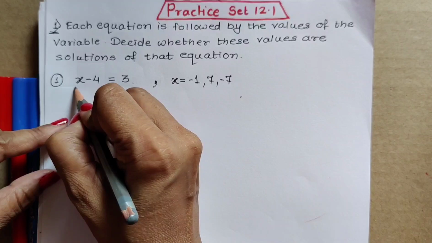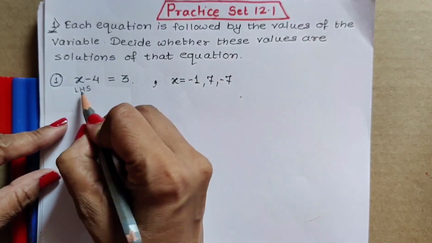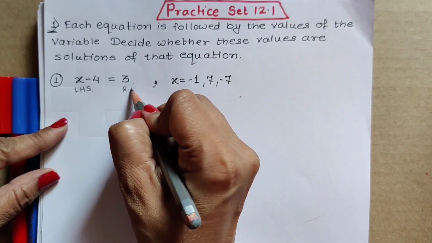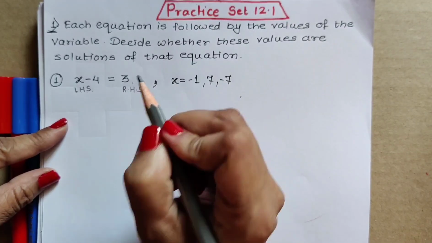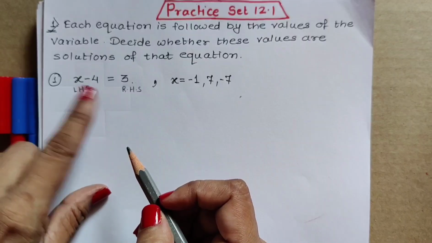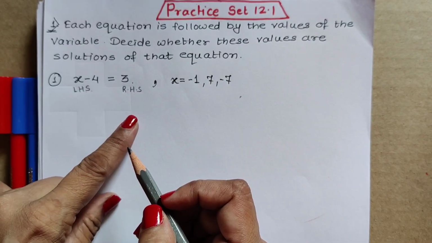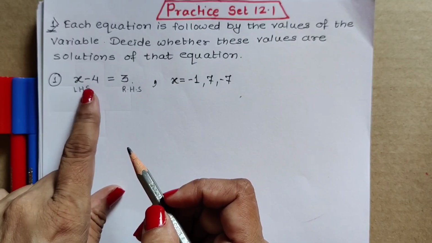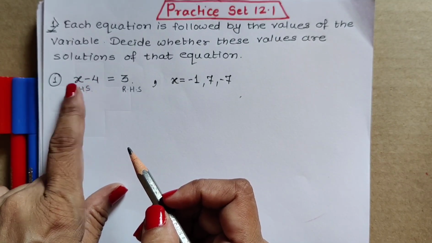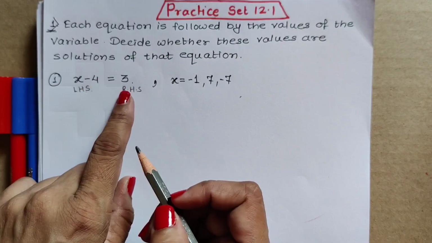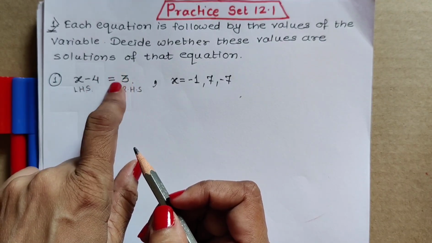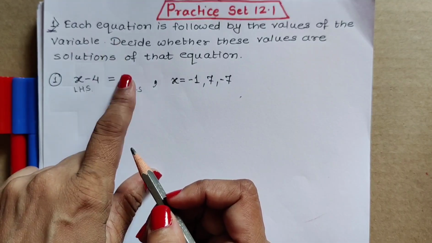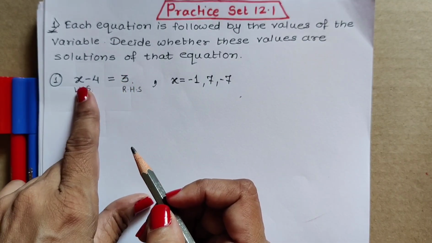For left hand side we use the short form LHS, and for right hand side we use the short form RHS. Now when we observe this particular equation, on the left hand side there is the variable, x minus 4. X is the variable. But on the right hand side there is no variable, the direct value is given to us. So right hand side 3 is there, and on the left hand side the variable is there.